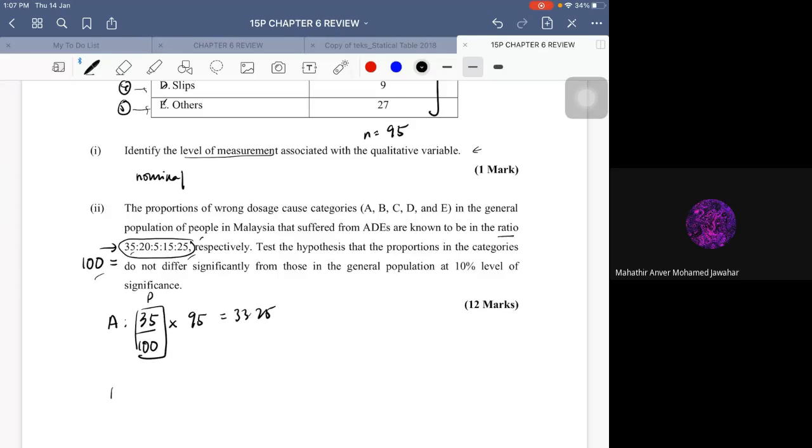And it's going to be the same for B as well. B is going to be 20, so I'm going to have 20 over 100 multiplied by 95. What is the value for that? 19. It's going to be 19. And what about C?